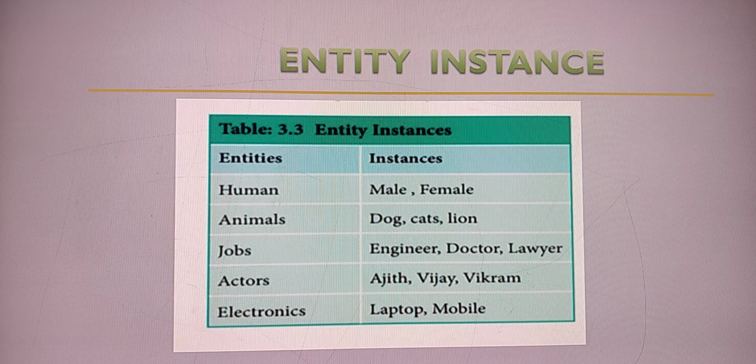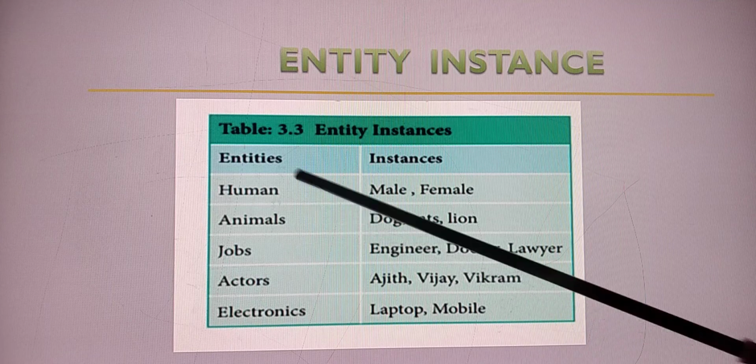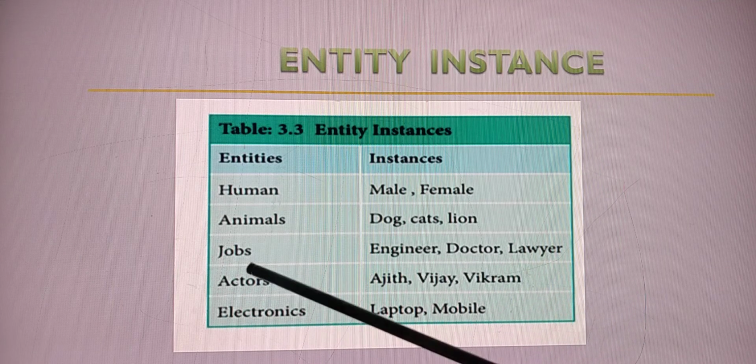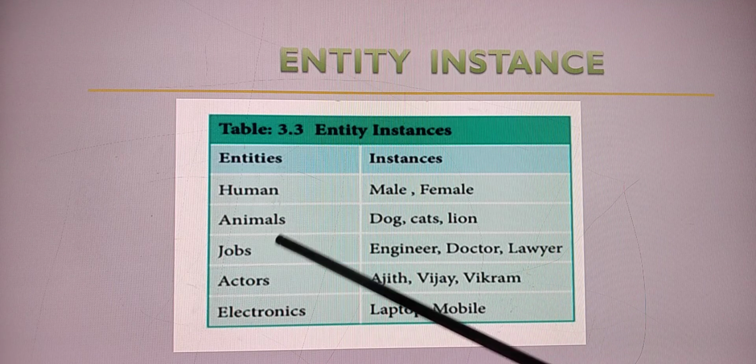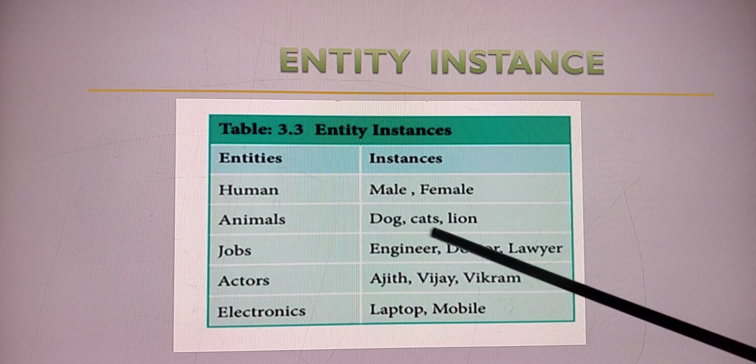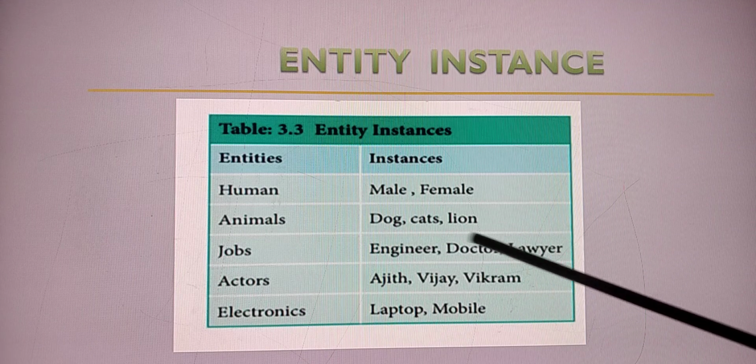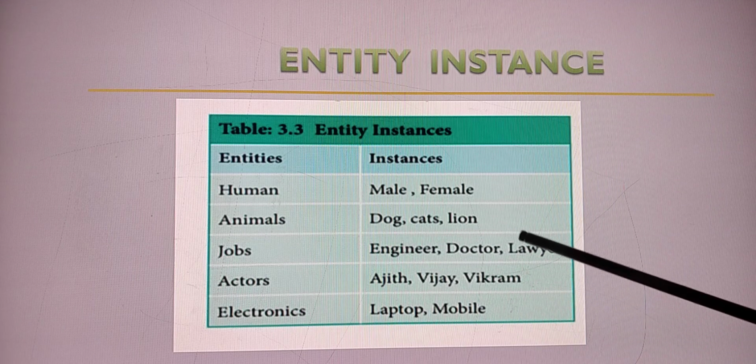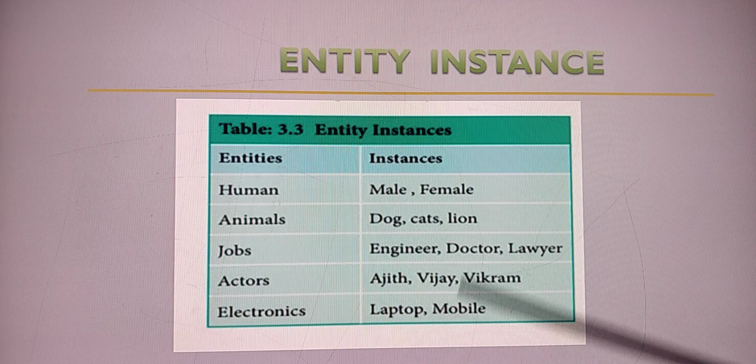So this is your entity, and the next one is your instance. By this example you must be clear what entity instance is. Entity is nothing but a common name that is given. So animals is a common name, but it is going to have many different values. That is the instance of this entity. So, clear with the simple example?